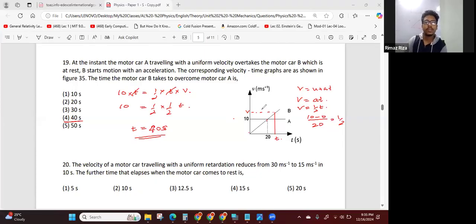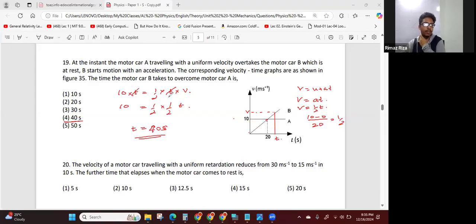In this type of question, the frequent error made by students is when they see both have the same velocity at 20 seconds, they consider the distance is the same. No, the distance will be the same when the areas under the curves are equal. So assume at some time t, B overtakes A. Then the area under the curve should be equal. The distance traveled by A is 10 times T, and likewise you can find the area that B covered.